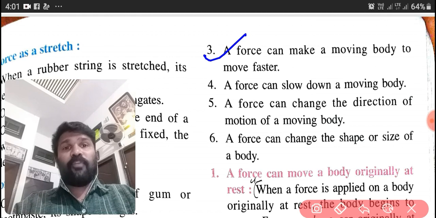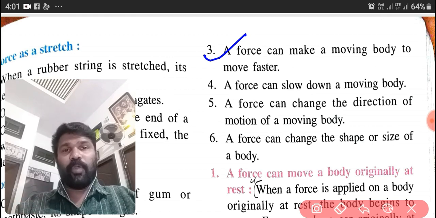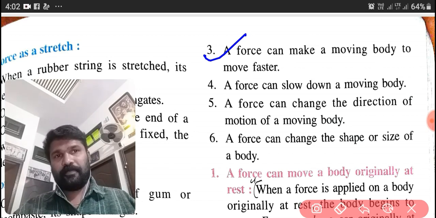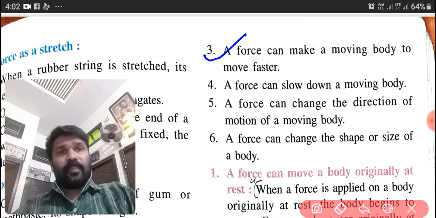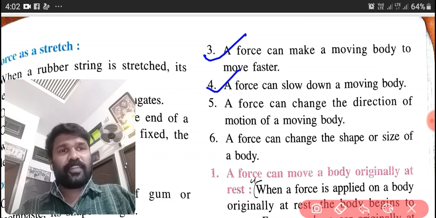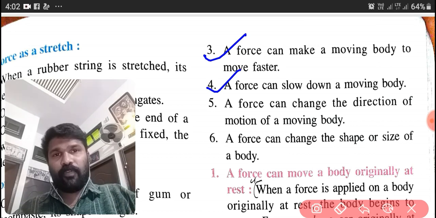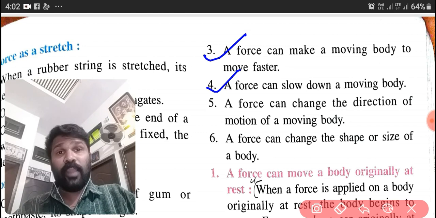Another one, a force can slow down a moving body. If a body can be made to move fast by a force, then a body can also be slowed down by applying a force. Then the fifth one, a force can change the direction of motion of a body. While applying a force, it can change the direction of the motion of a body.